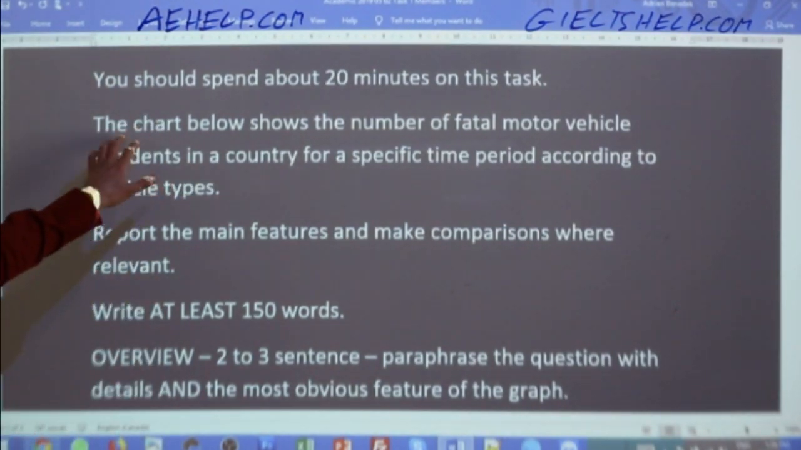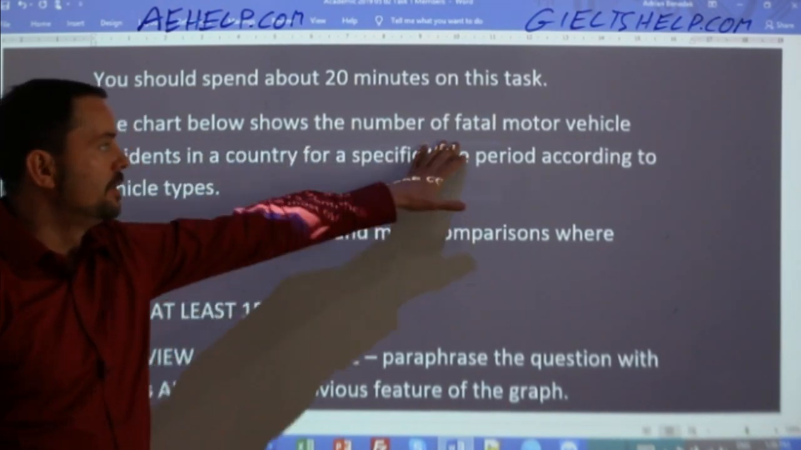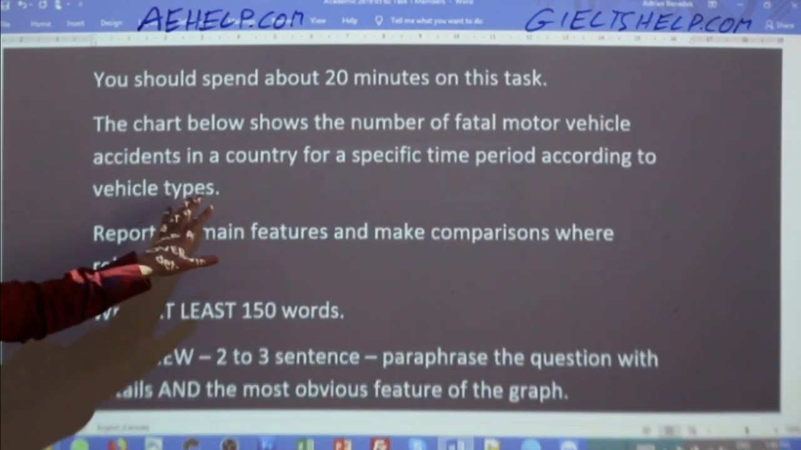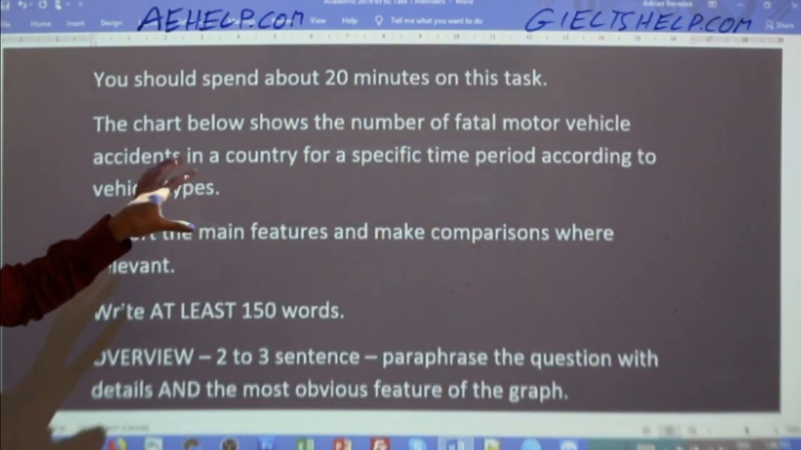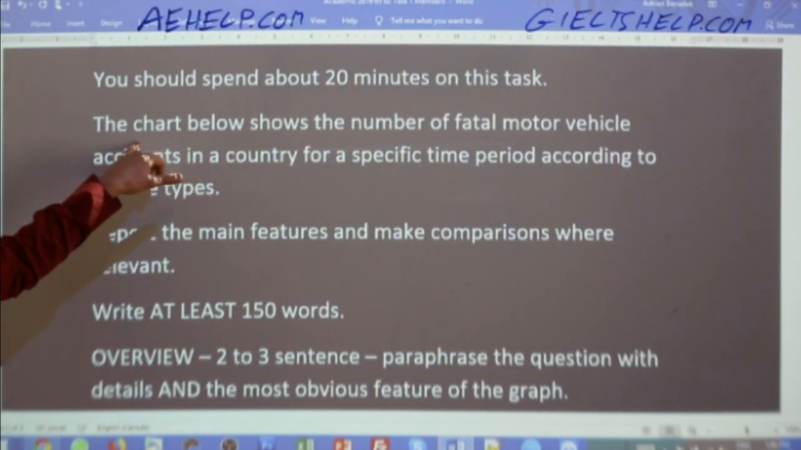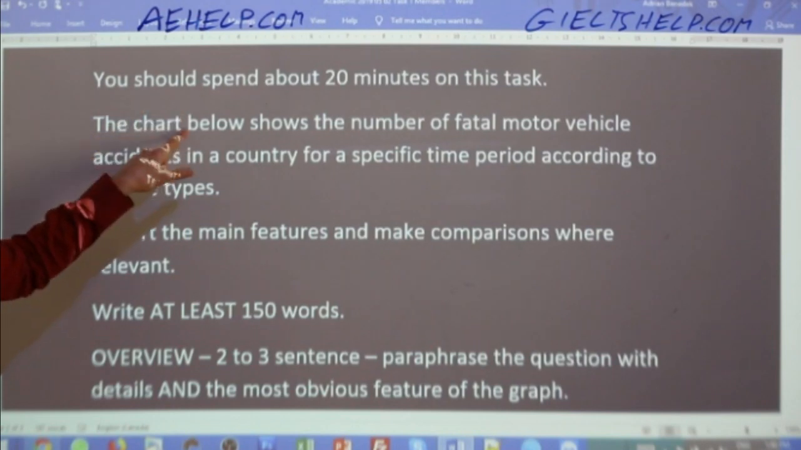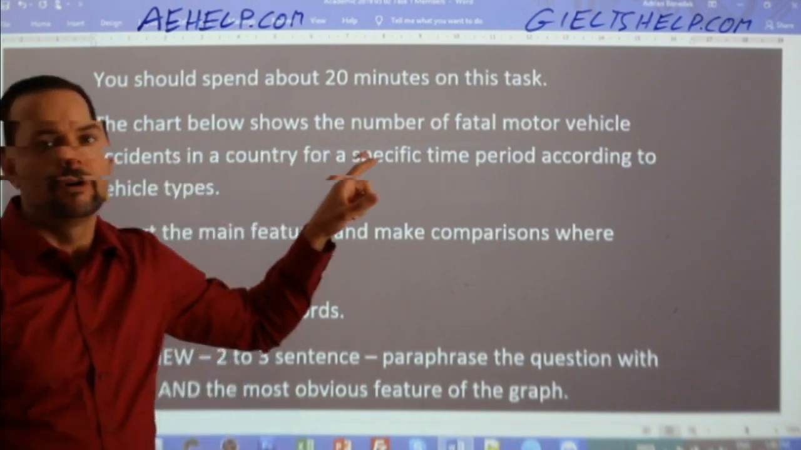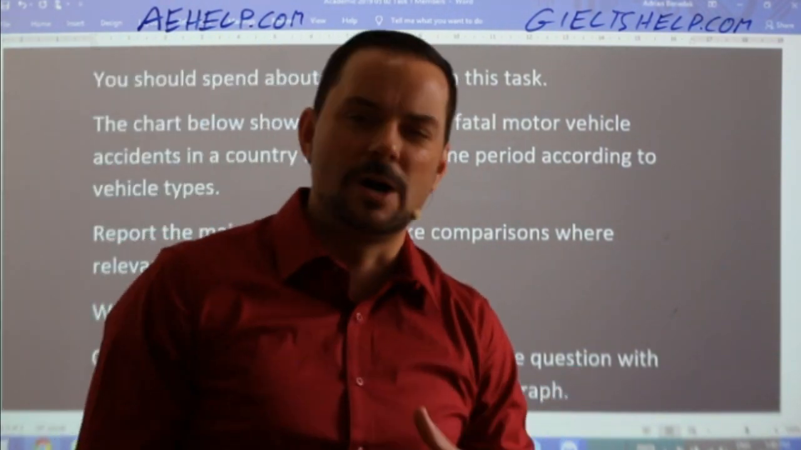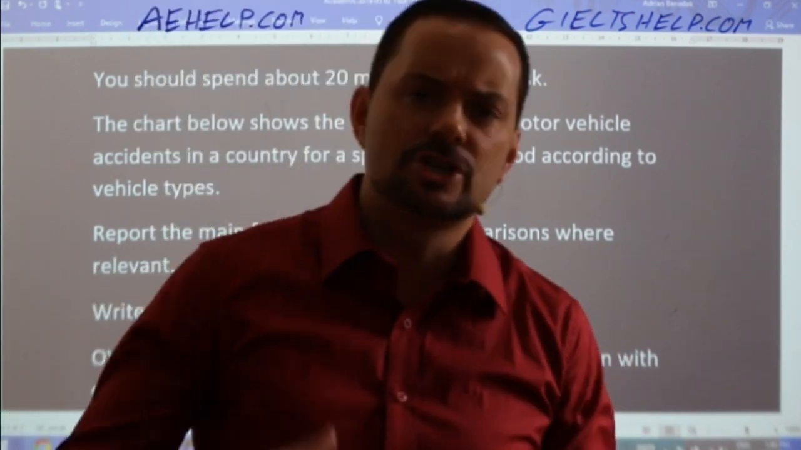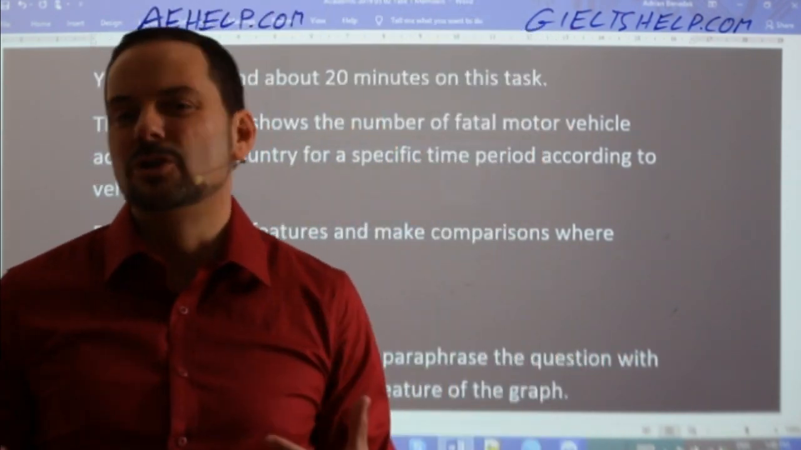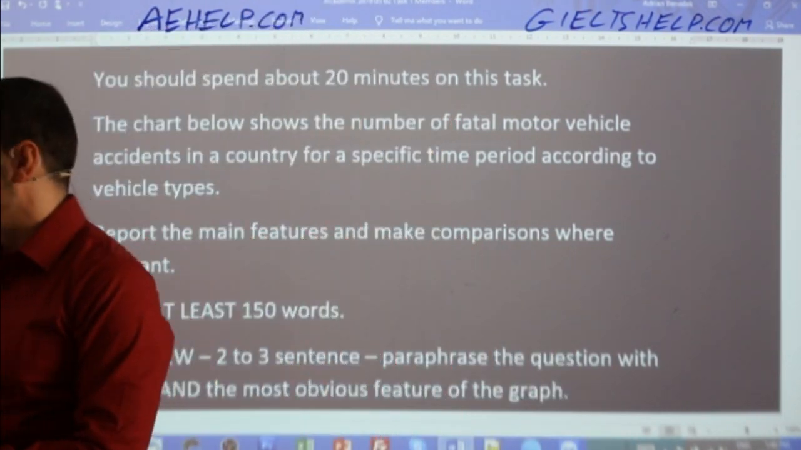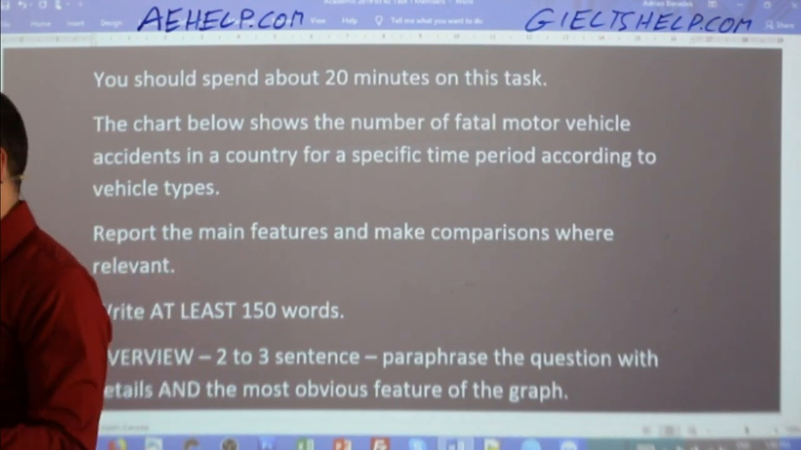Here's the question again. The chart below shows the number of fatal motor vehicle accidents in a country for a specific time period according to vehicle types. And I'll show you the question or the graph again. Just for interest's sake, keep in mind that chart is more British English. Graph is more American English. Sometimes students wonder why graph and chart. Chart is more British, graph is more American, but we use them interchangeably. So we'll use them together in both regions of the world. So you don't have to stress too much about what should I say there.